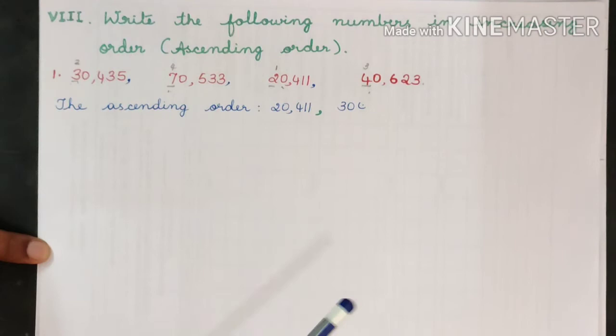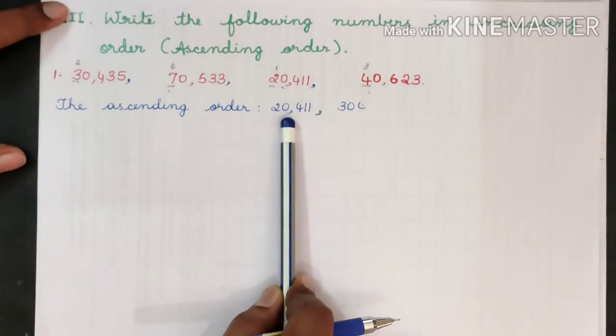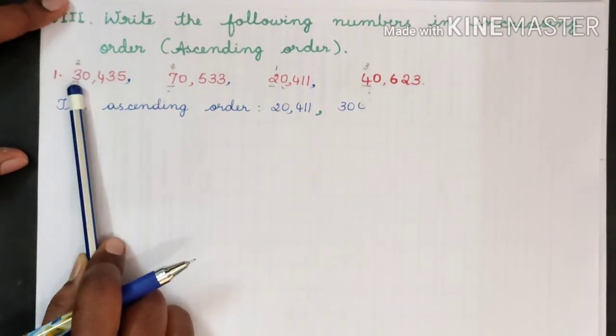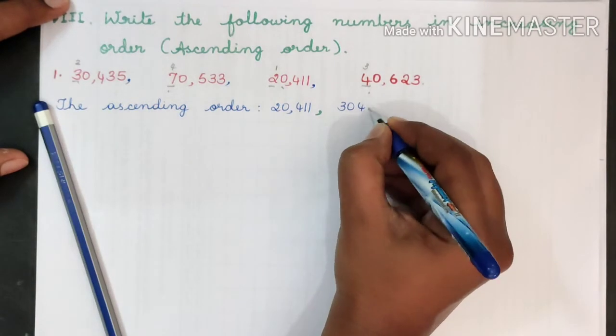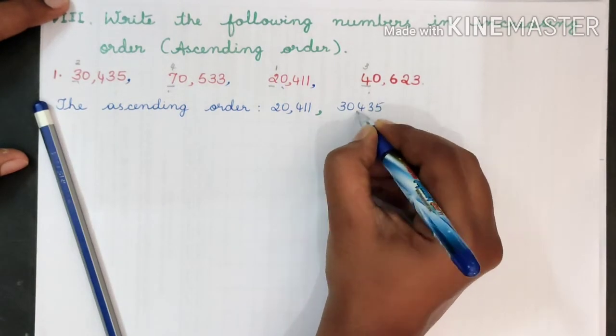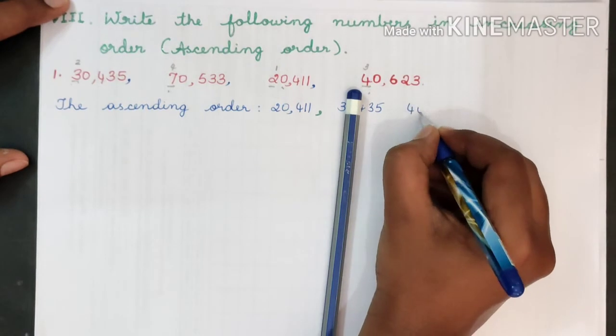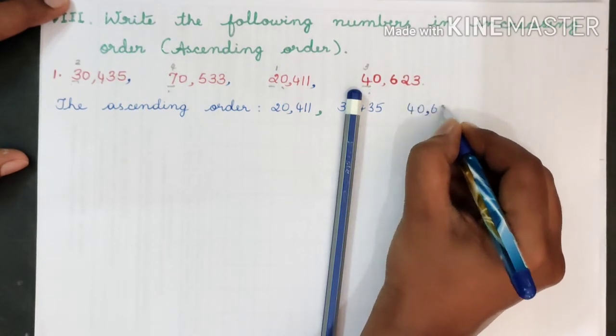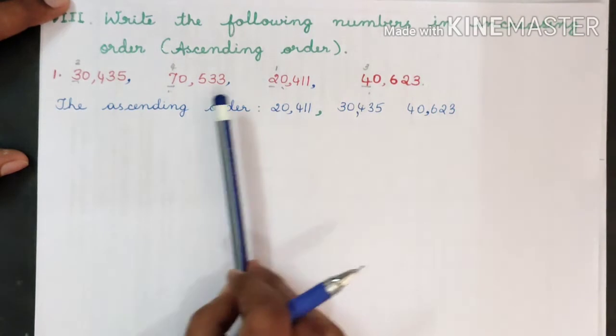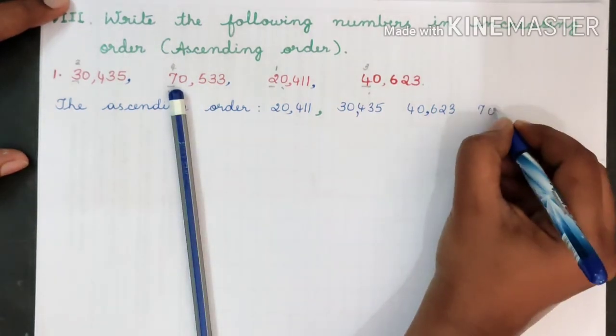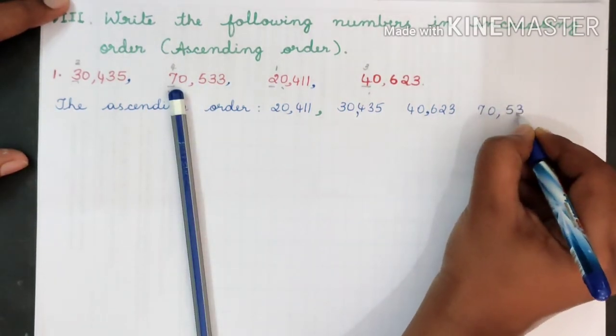We can see clearly 20,411 is the first number. Second is 30,435. Third number is 40,623 and last one is 70,533.